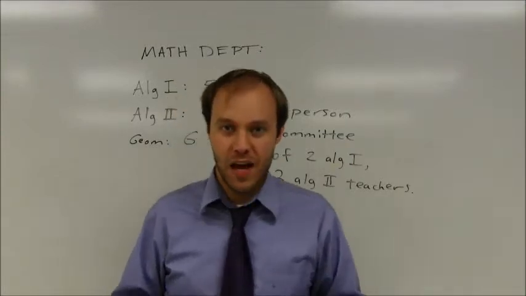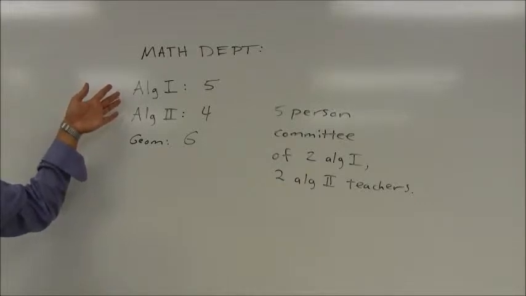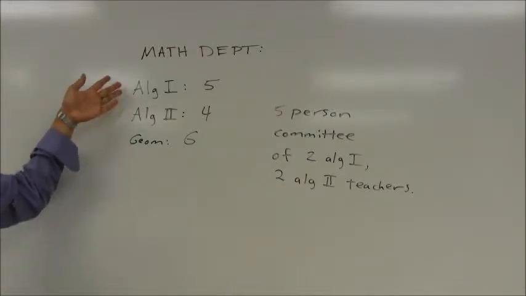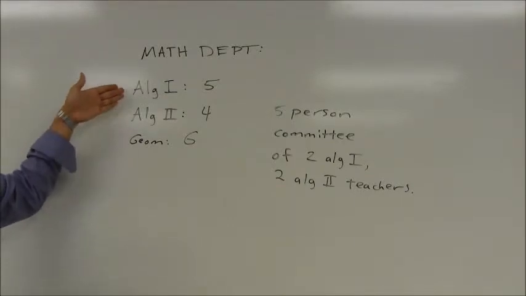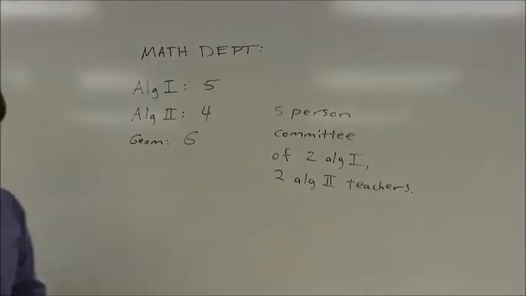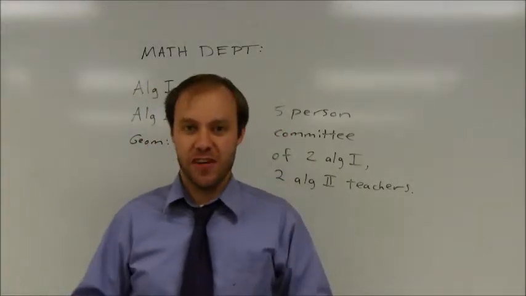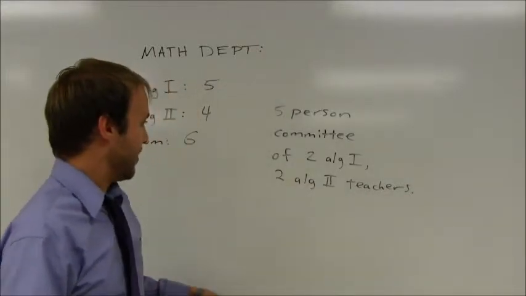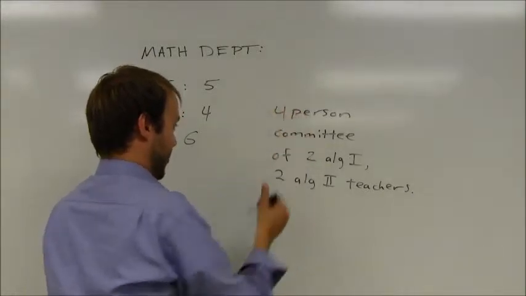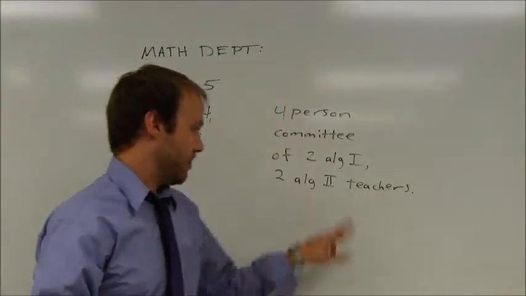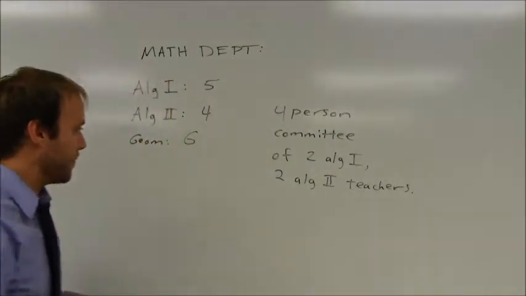To take a look at this example, let's say the Campbell County Math Department, or maybe a math department a little bit bigger than ours, has 5 Algebra 1 teachers, 4 Algebra 2 teachers, 6 teachers who teach geometry. And I want to put together some kind of math advisory committee that has, actually let's make this a 4-person committee since I've got 2 and 2 here. A 4-person committee made up of 2 Algebra 1 and 2 Algebra 2 teachers, so maybe an algebra advisory committee.